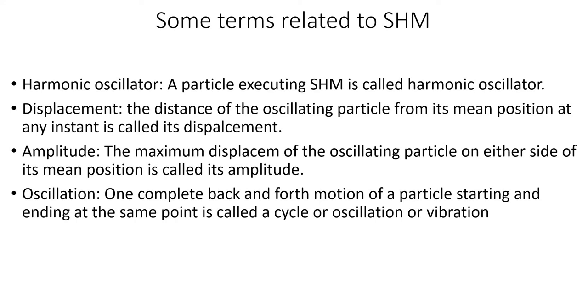And oscillation. Oscillation means one complete back and forth motion of a particle starting and ending at the same point. It is called a cycle or oscillation or vibration, because if we assume it as a fast oscillation, we can say it as vibration also. So one complete back and forth motion of the particle is known as oscillation.